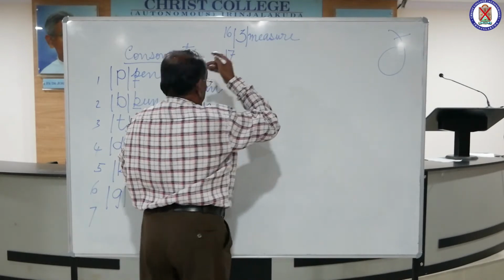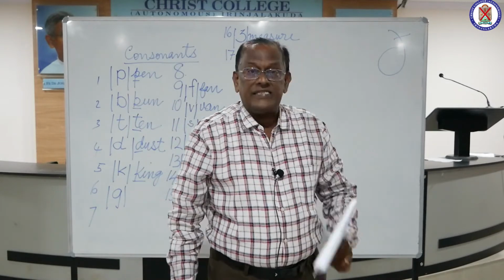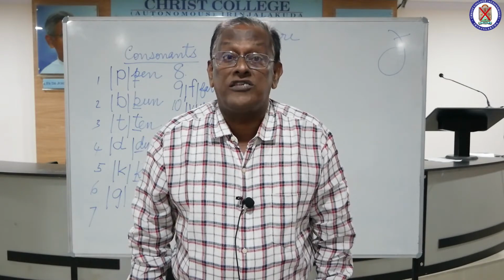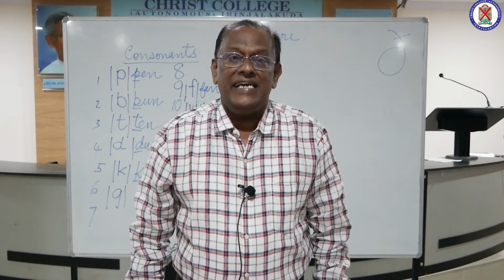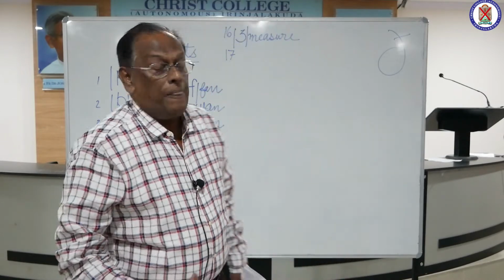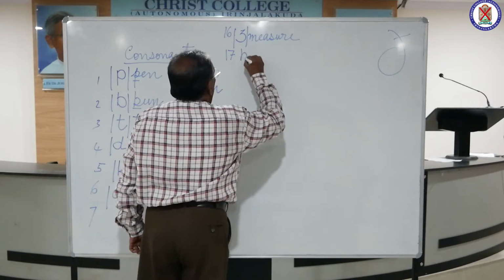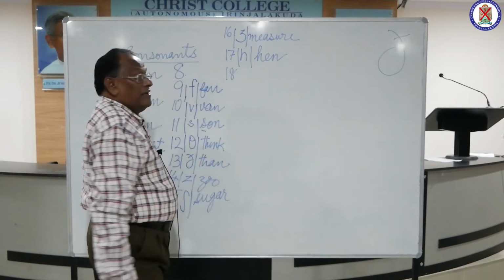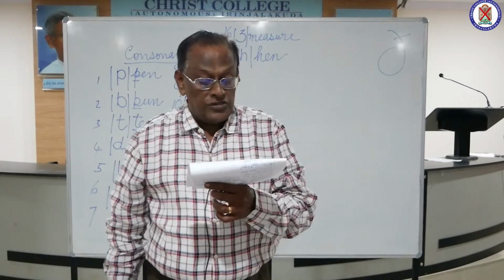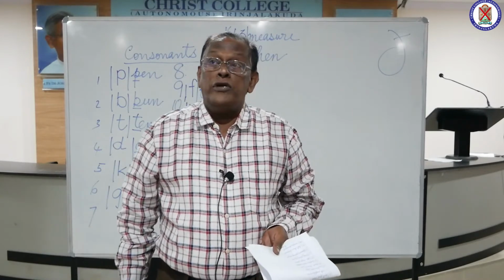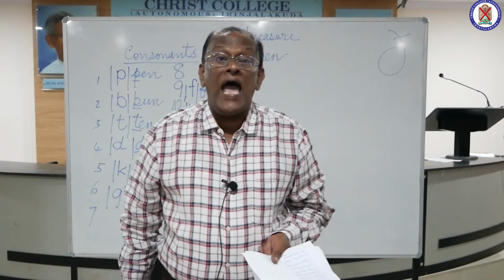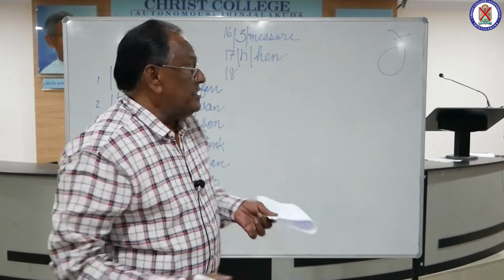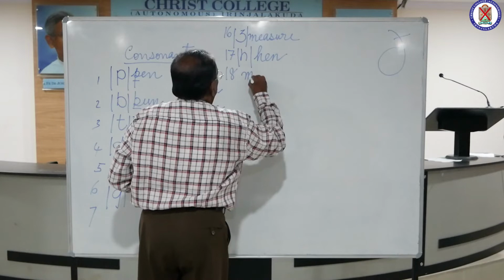Number 17 is the sound you have in words like HOT, hot, HEAD, head, ha. Her sound represented by a small h, HEN, hen. Next consonant is the sound you have in MAN, man, MUD, mud, M sound, which is represented by a small m.